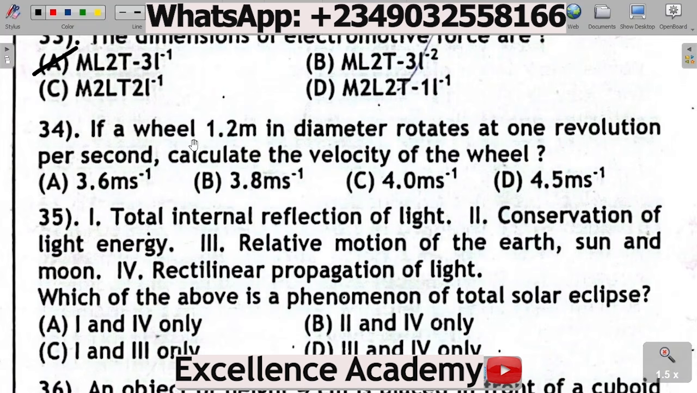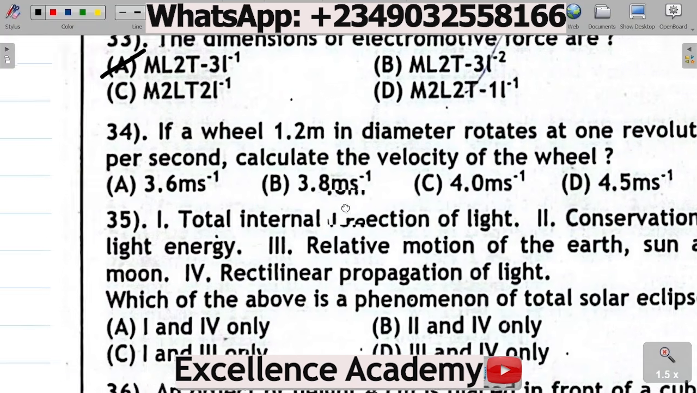34 says, if a wheel 1.2 meters in diameter rotates at 1 revolution per second, calculate the velocity of the wheel. Option A, 3.6 meter per second. Option B, 3.8 meter per second. Option C, 4.0 meter per second. Option D, 4.5 meter per second. All right. So how do we solve this question?